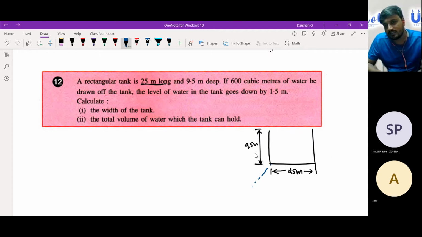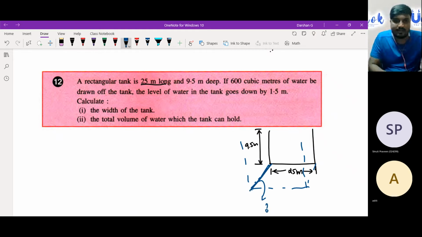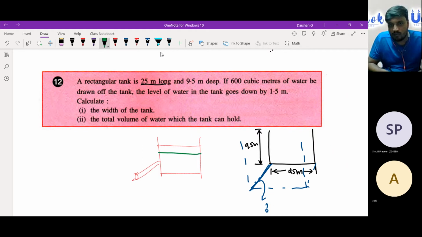It would look something like this, right? The tank. We don't know what this width is, this yellow color. But if the water is filled, I'll draw it again in 2D. The water is filled till here. Okay, that's great. Now maybe they have used a pipe and left the water. Once they have left the water, the level has come down by 1.5 meters. Only those details have been given.